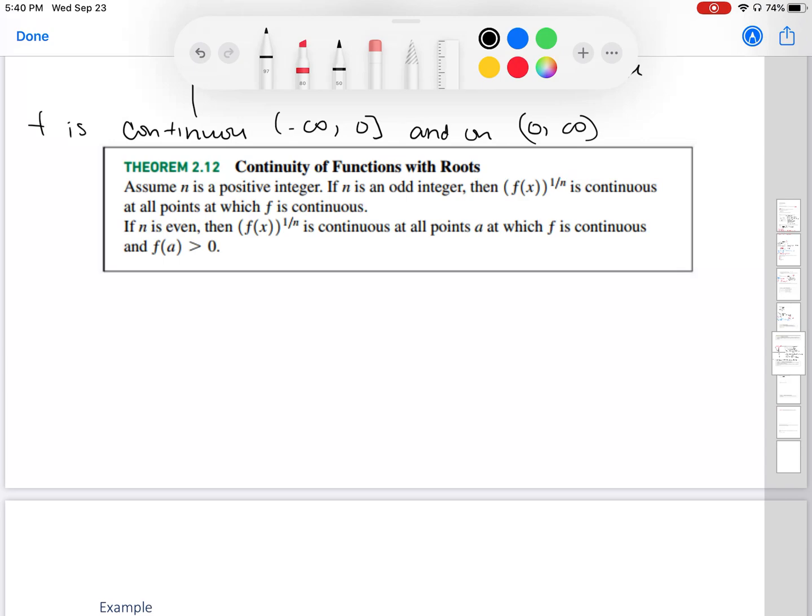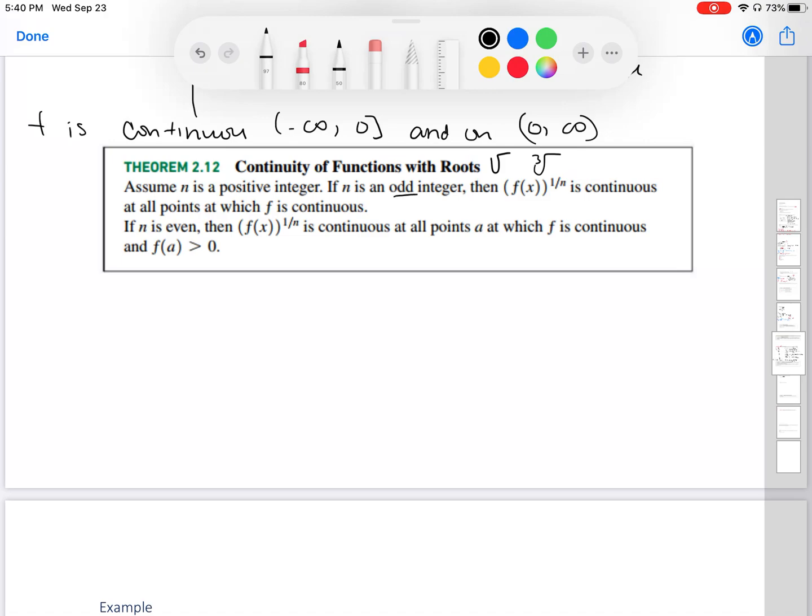Theorem 2.12, continuity of functions with roots. So think radicals, square roots, cube roots. Assume n is a positive integer. If n is an odd number, then f of x raised to the 1/n is continuous at all points at which f is continuous. If n is even, then f of x raised to the 1/n power is continuous for all points a for which f is continuous and f of a is greater than 0.